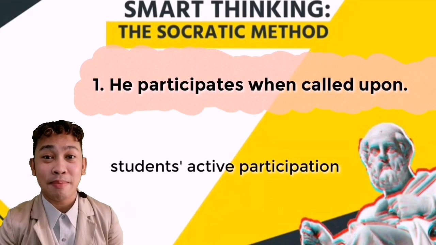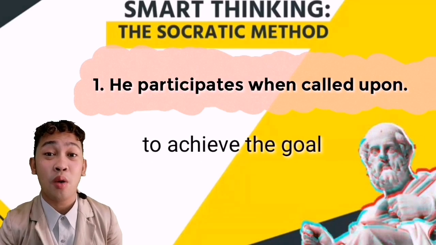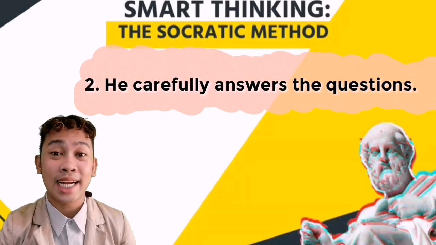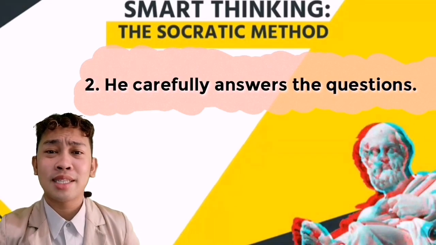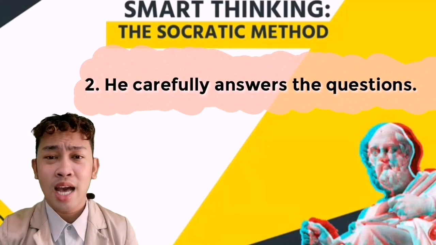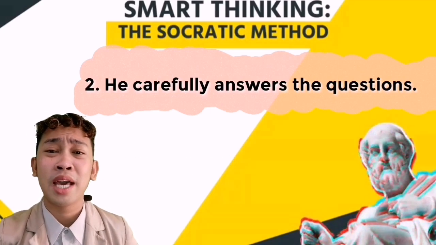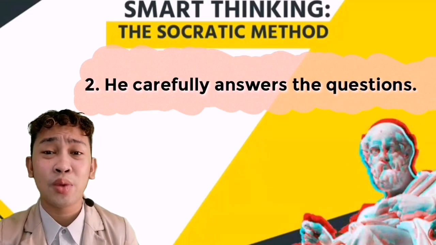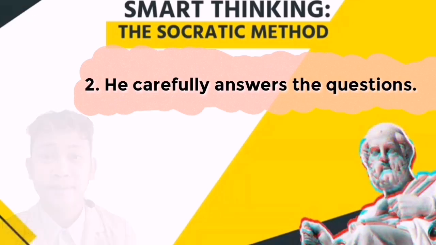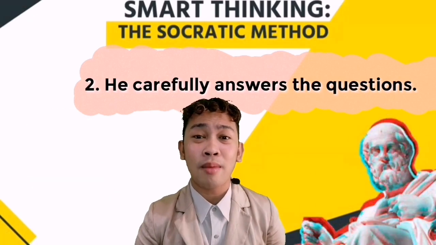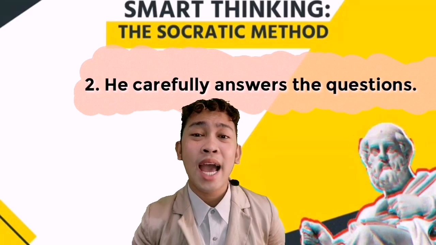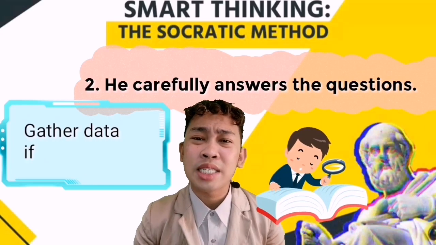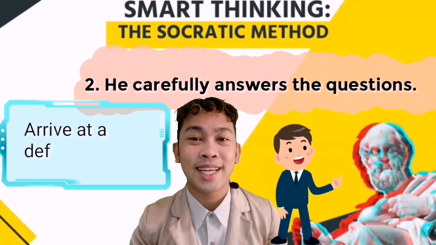The students' active participation will be a great help to achieve the goal of the Socratic method. Second, he answers questions as carefully and clearly as possible. A few of the students typically have no intellectual answers. They tend to just say what they know without being aware of its accuracy. That demonstrates that most of the time they are not thinking through the content that they are presumed to be learning. For the students, the best way to come up with a concrete and reasonable answer is to give yourself sufficient time to decipher the question, gather data if possible, and arrive at a definite answer.